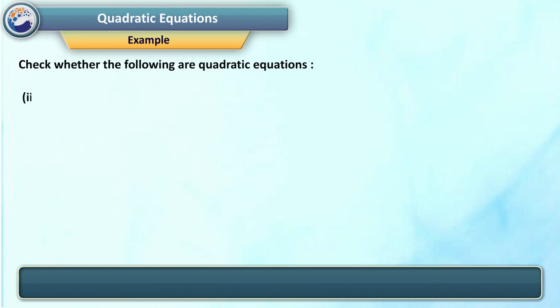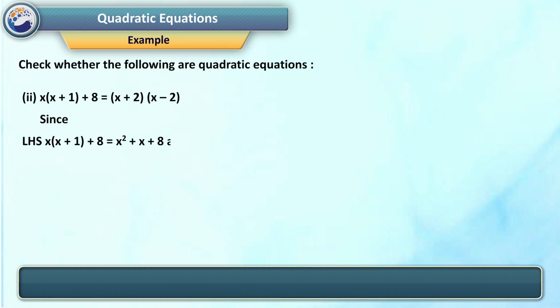2. x(x + 1) + 8 = (x + 2)(x − 2). In the LHS, x(x + 1) + 8 = x² + x + 8, and in the RHS, (x + 2)(x − 2) = x² − 4. Therefore, x² + x + 8 = x² − 4.